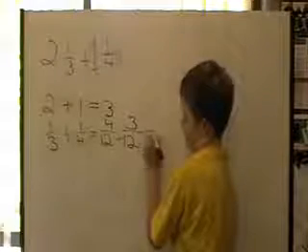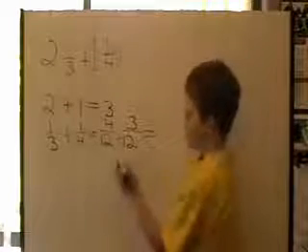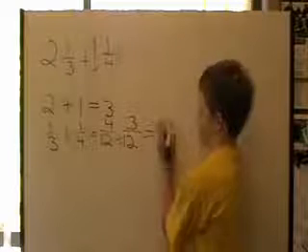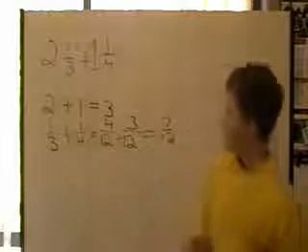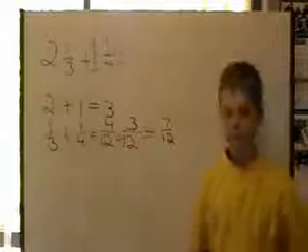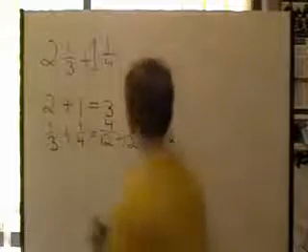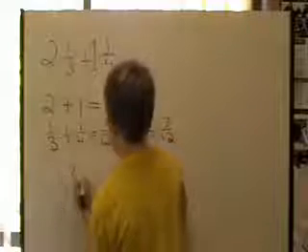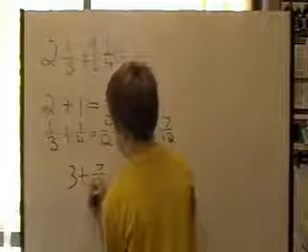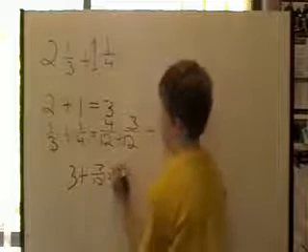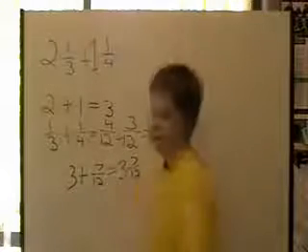So now we have to add them all together. Okay, so 4 12ths plus 3 12ths equals 7 12ths. Okay, now that's not the answer because we have to add the other half of our sum onto it. So now we have to add 3 plus 7 12ths, which is simply 3 7/12.